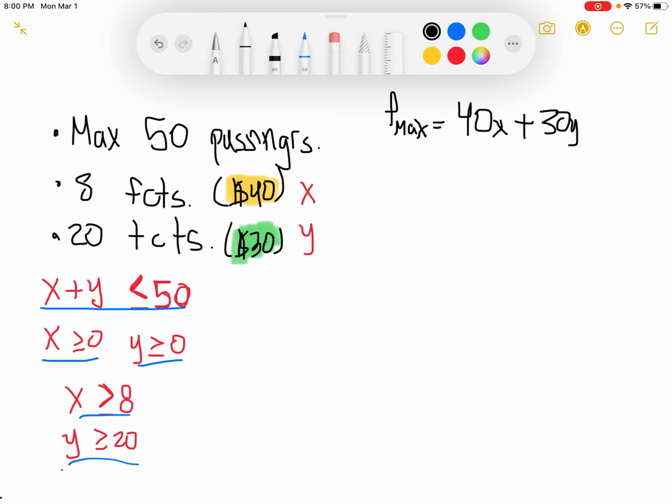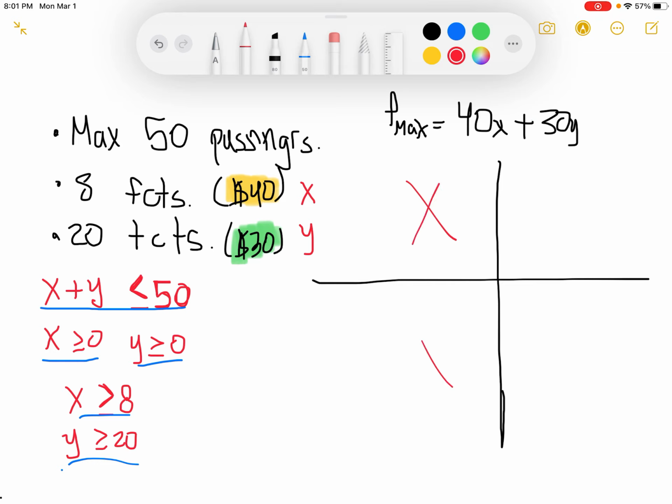Now we need to graph the inequalities. Okay, so let me have my x and y axis. But we know that x and y can't be negative. So there's not going to be any values here, here, or here. This is the only place, in that quadrant, is the only one where there's both positive x and y values. So the first thing we'll graph is x plus y is less than or equal to 50.